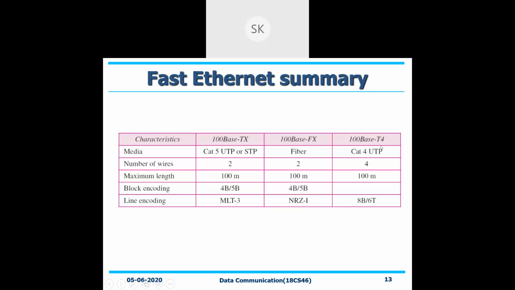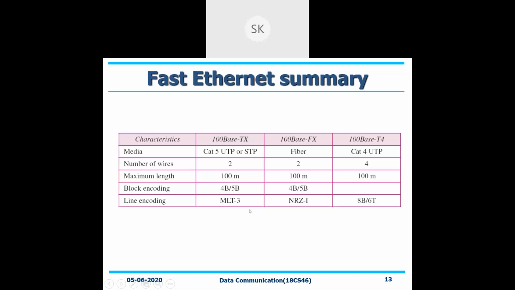Whereas 100 base T4 will be using 8 blocks with respect to 6T of that particular data, 6 transmission lines. 8 blocks of data or 8 bytes of data will be converted into 6 transmission lines and transmitted to that particular end. So this is nothing but your 8B/6T. It is the thing that we'll be using for line encoding technique. You need to remember this particular entire table. This table will be asked in the exam more often.